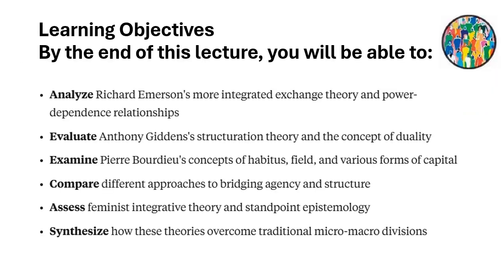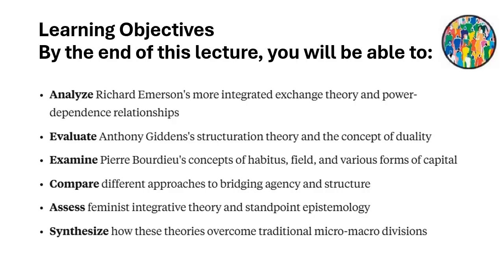Our learning objectives focus on understanding how contemporary theorists have worked to create more integrative approaches. You'll learn to analyze Emerson's sophisticated exchange theory that moves beyond individual psychology to include networks and structure. You'll evaluate Giddens' structuration theory and its central insight about the duality of structure and agency. We'll examine Bourdieu's influential concepts of habitus and field that bridge subjective and objective approaches.